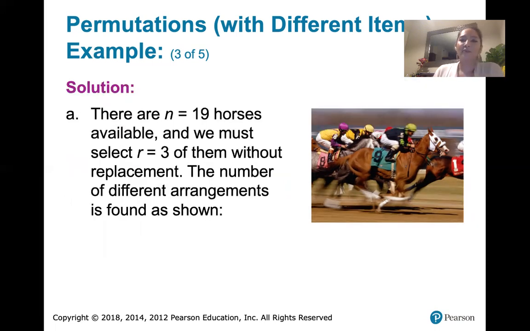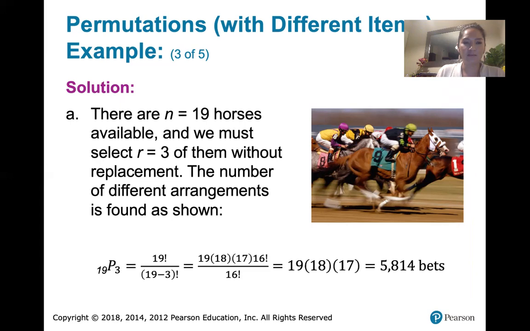So if we have n, or if we have 19 horses, that's our n. There are 19 horses available. And we're selecting r of them, and we're not putting them back in, so we're selecting them without replacement, because a horse can't simultaneously be first place and third place, a horse can't simultaneously be first and second, and so on. Then the number of different arrangements is found using the formula.